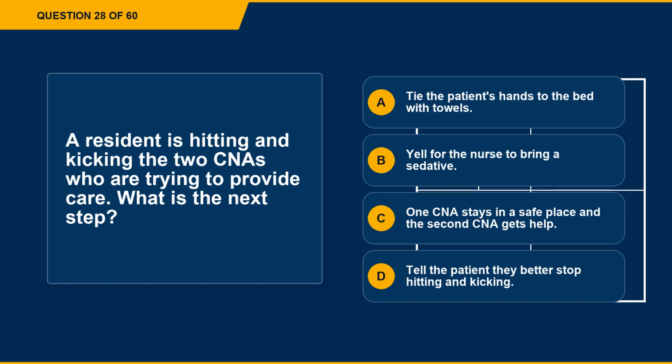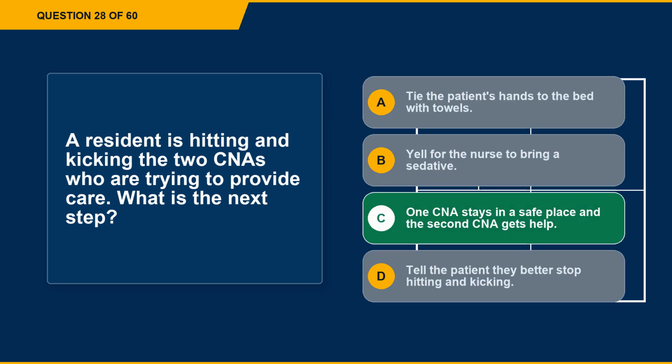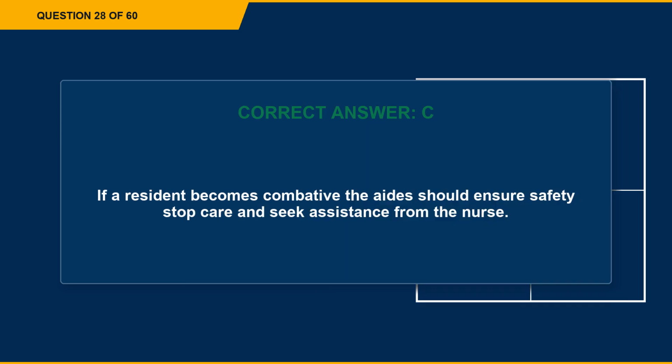Question 28. A resident is hitting and kicking the two CNAs who are trying to provide care. What is the next step? Option A, tie the patient's hands to the bed with towels. Option B, yell for the nurse to bring a sedative. Option C, one CNA stays in a safe place and the second CNA gets help. Option D, tell the patient they better stop hitting and kicking. The correct answer is option C, one CNA stays in a safe place and the second CNA gets help. Explanation. If a resident becomes combative, the aide should ensure safety, stop care and seek assistance from the nurse.